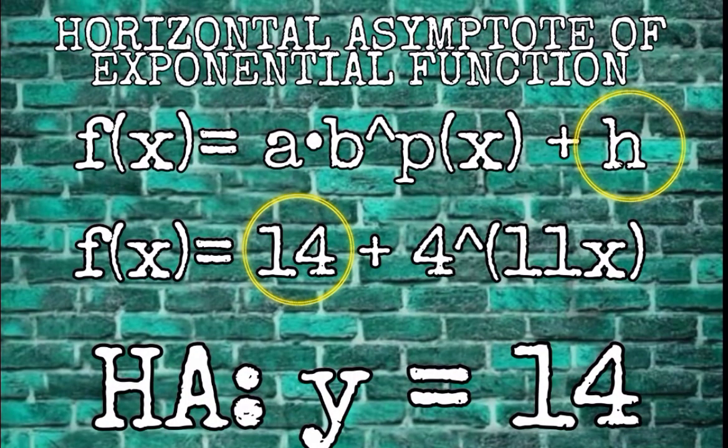For the last example, we have f(x) is equal to a times b raised to the power of (x + h), wherein f(x) is equal to positive 14 plus 4 raised to the power of 11x. Our horizontal asymptote is what, guys? Oh, great! You're listening. y equals positive 14.